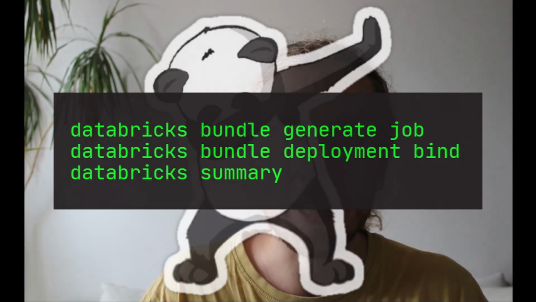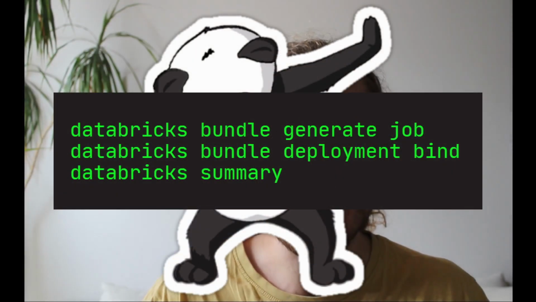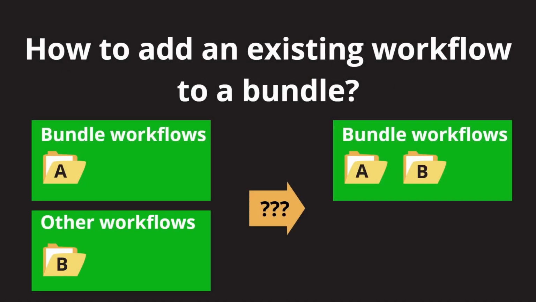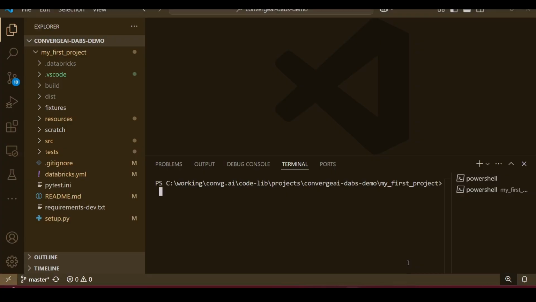Today we'll have a look at how you can use certain Databricks CLI commands to add an existing workflow that you have created manually into your Databricks Asset Bundle. The problem we are going to solve today is if we have a bundle, let's say that contains a workflow A, and we also have some other maybe manually created workflows, let's call that workflow B, and we actually want to add the workflow B into our already existing bundle. How do we do that? That's the topic of today. So let's dive in.